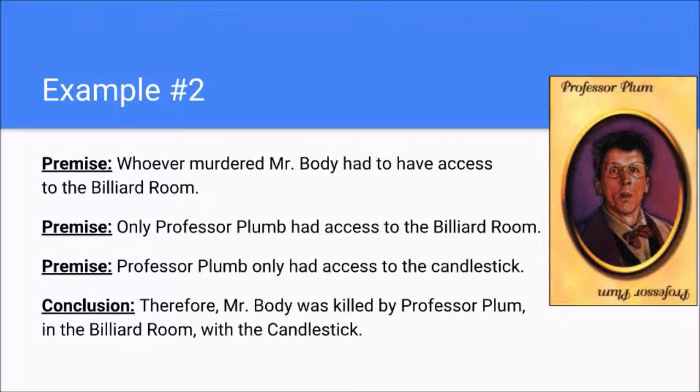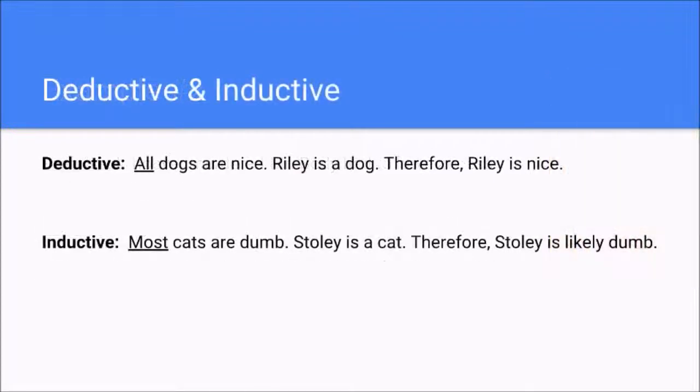This is an example of a strong, valid argument. If all of my premises are true, then the conclusion must likewise be true. A valid argument. If one of my premises is not true, perhaps Professor Plum also had access to the lead pipe, then my argument would still be valid, but it would no longer be sound. These 2 examples of argumentation reflect the 2 main types of arguments that we tend to use, deductive and inductive.